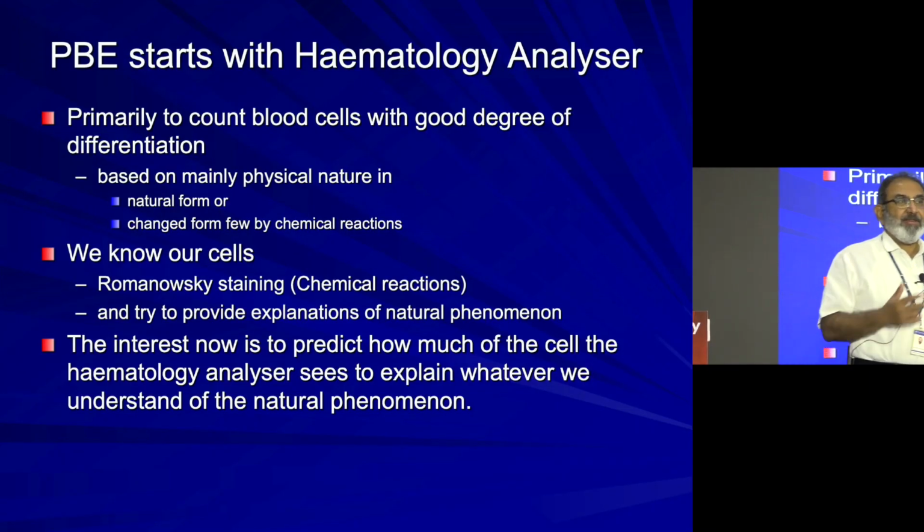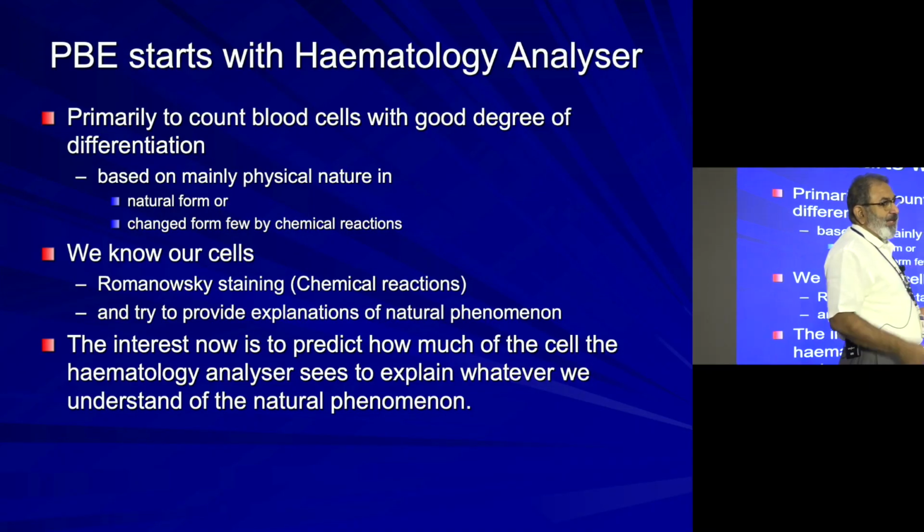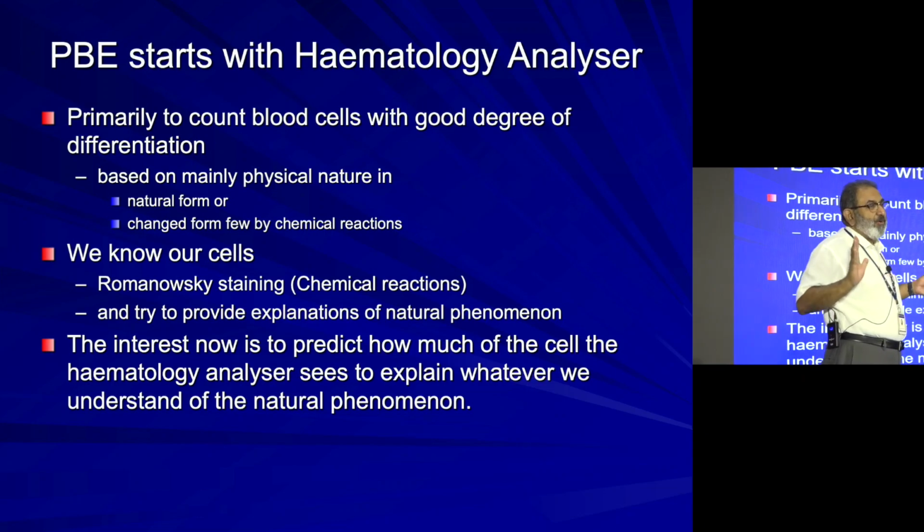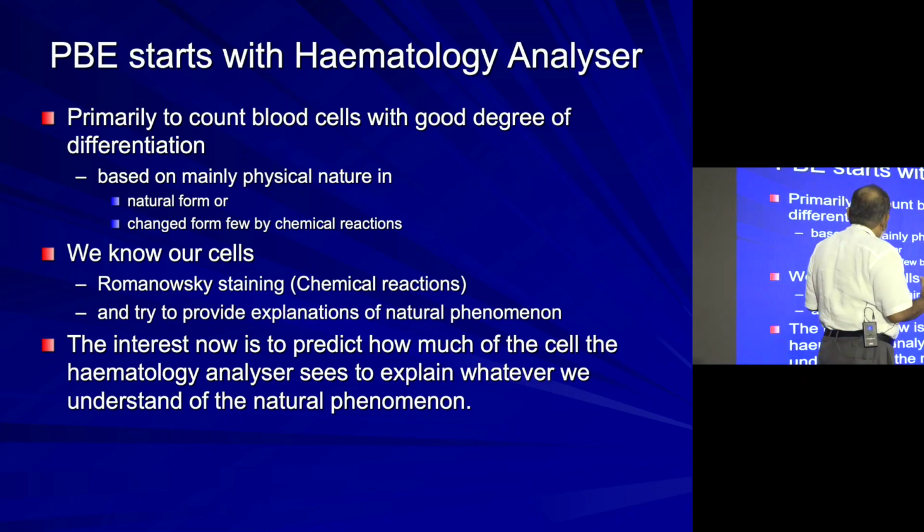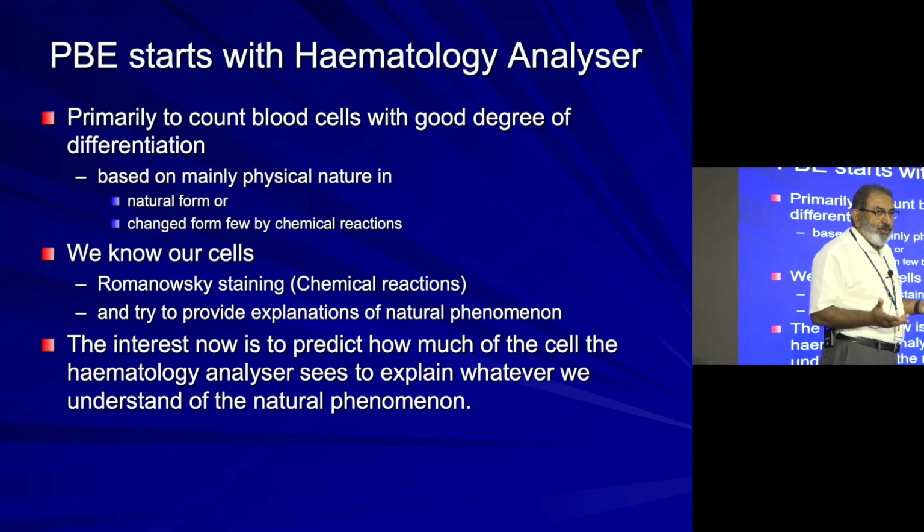In peripheral blood examination, we always talk about peripheral blood smears. Peripheral blood examination starts with the cell counter, the hematology analyzer. It's primarily the job of the hematology analyzer to count the blood cells. It is based on the physical nature of the blood cell, whether it is in its natural form or modified by some reactions that the cell counter does.